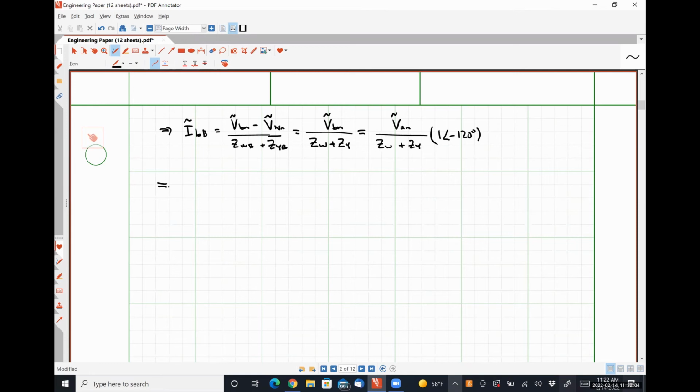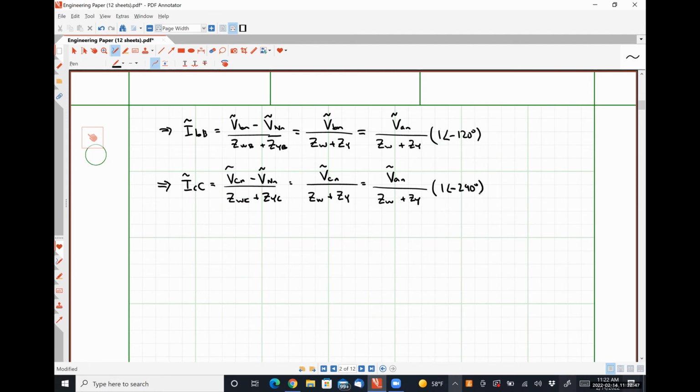And finally, ICC is going to look like VCN minus VNN over ZWC plus ZYC, or VCN over ZW plus ZY, which is the same as VAN over ZW plus ZY times 1 angle negative 240 degrees.